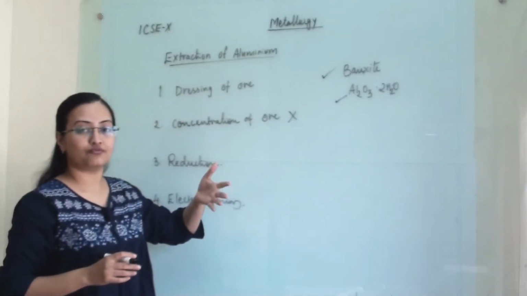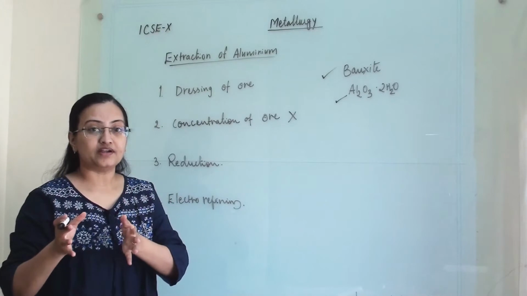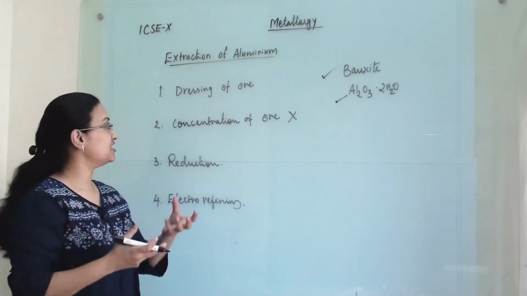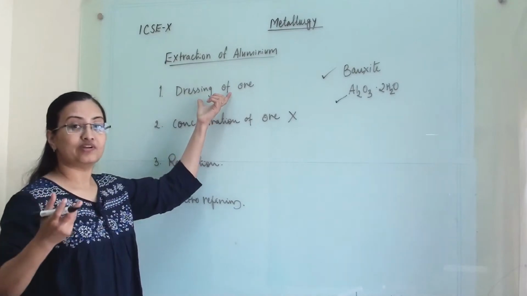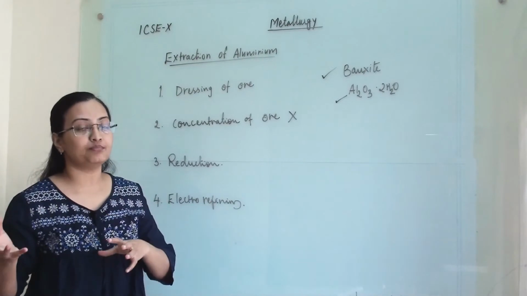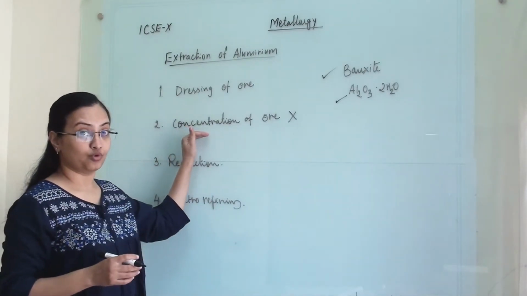Now what is dressing of ore? We are eliminating all those gangue particles, all those muddy impurities from our ore. So we are concentrating the ore in the first step by eliminating mud impurities or earthen impurities from the ore. Then the second step is concentration of ore.